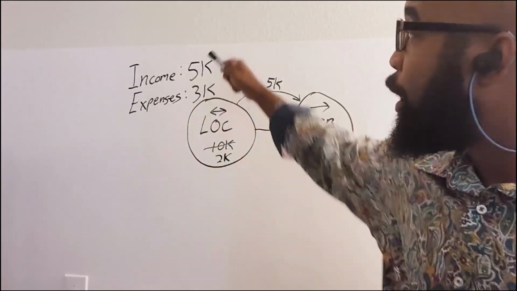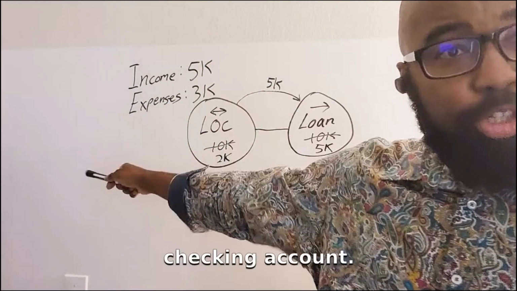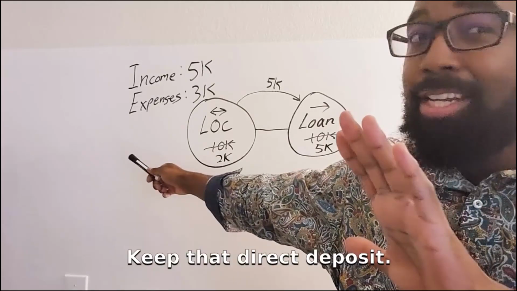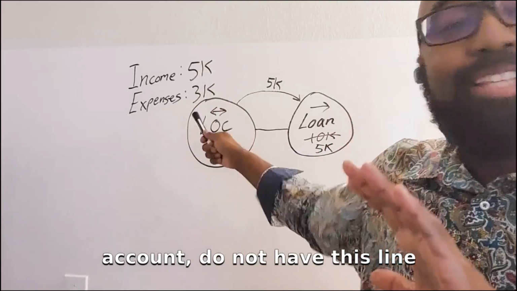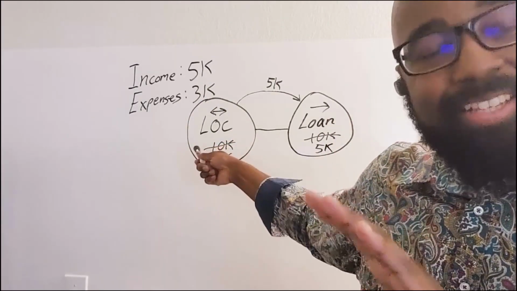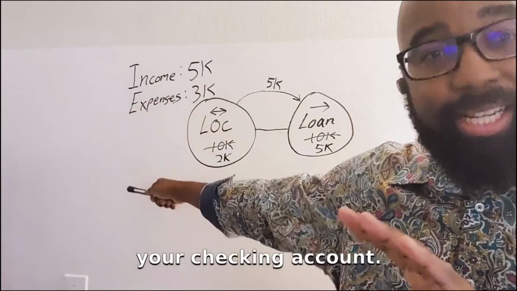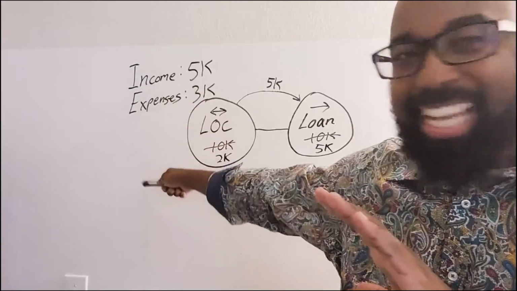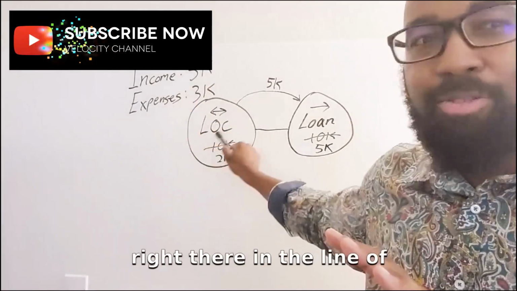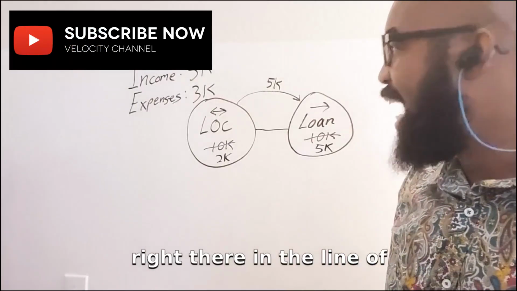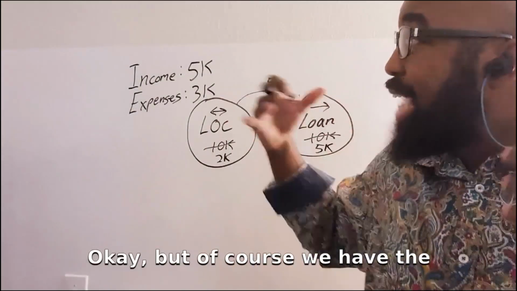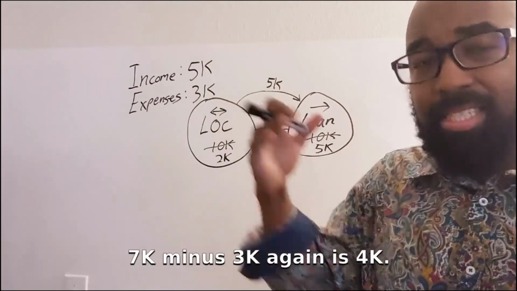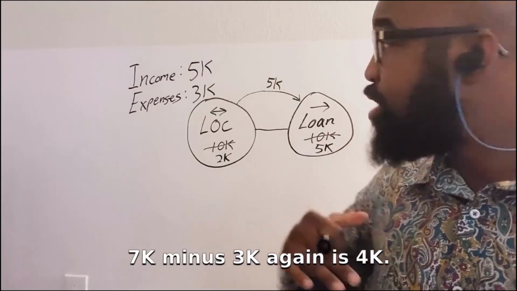All right? So you're going to put the income inside of your checking account. Okay? Keep that direct deposit going to your checking account. Do not have this line of credit set up as your direct deposit. All right? Keep it going to your checking account. But from the checking account, you're going to put that 5K right there in the line of credit. So now you're going to be at 7K. Okay. But of course, we have the expenses again. Okay. 7K minus 3K again is 4K.